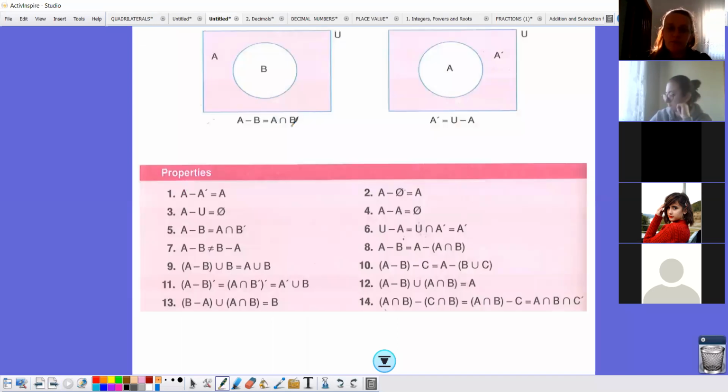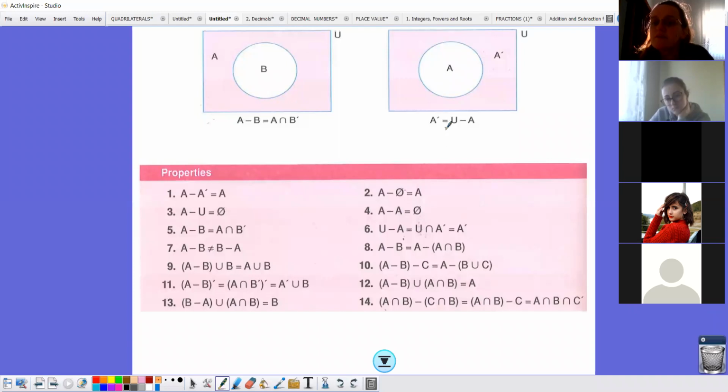Now here there are some properties. Here it's shown with a Venn diagram. A minus B, or A difference B. This pink part is the A difference B. We are taking out the elements of B. A difference B is the same as A intersection B complement, because this part is the B complement.